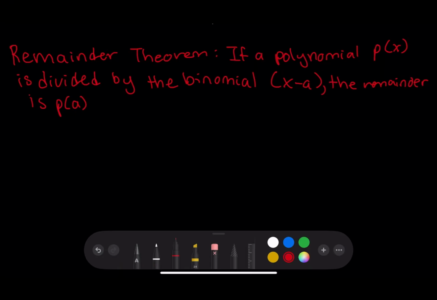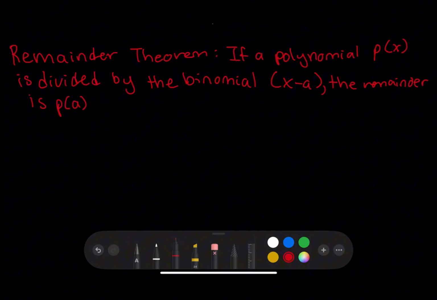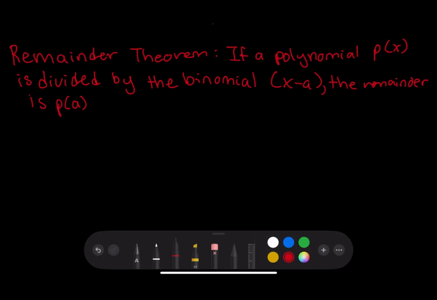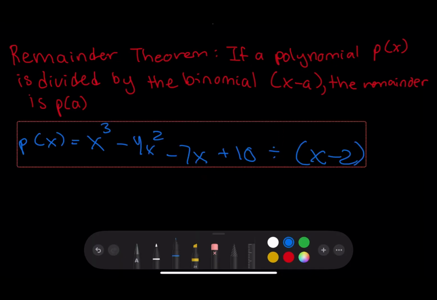So what this means is that if we have a polynomial and it's being divided by a divisor, then we can figure out what the remainder is by doing the opposite of what the divisor is, or just setting this binomial equal to 0. I'm going to explain that more. So let's say you have this. We're going to figure out our remainder through this theorem.